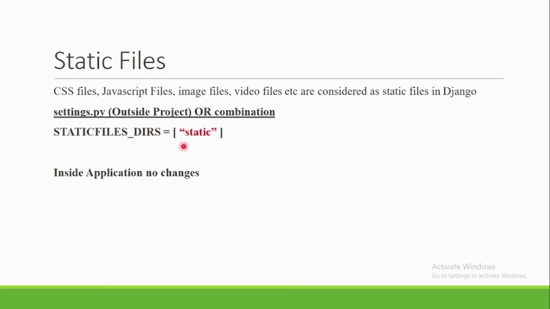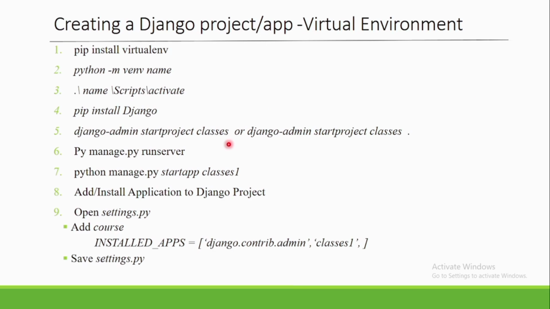And if you are going for the combination of both, meaning you have a static folder within the application as well as outside the project, then again you will have to make these changes in the settings.py file. So before we see this practically, these are the steps to create the project. If you don't know how to create the project and application, kindly go through my previous tutorial and then come back to this tutorial. Now let us see practically all the approaches.